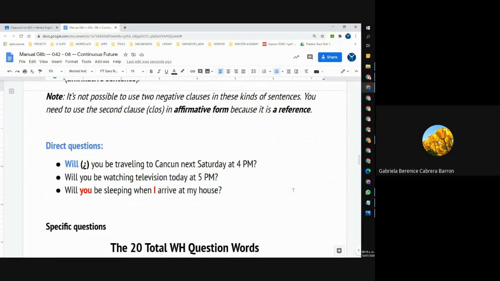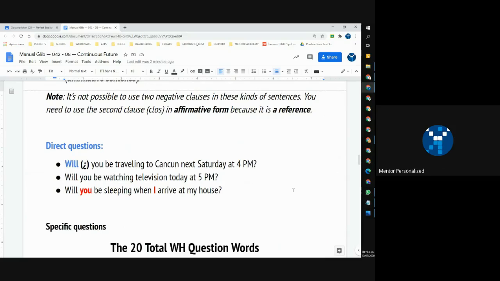No, I won't be sleeping when I arrive at my house. When will you arrive? No, when you arrive at your house. When you arrive at my house. No, a tu casa no. Se va a enojar tu marido.